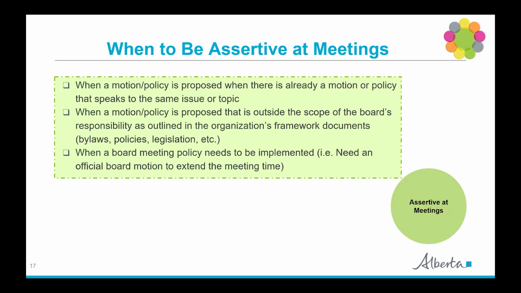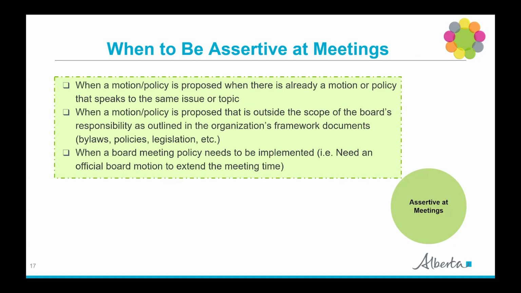Board responsibilities are outlined in the external documents of the organization, such as the Societies Act, and in their internal documents, such as bylaws, policies, and procedures. So if the board is making a motion or policy on something that is not within the scope of its responsibilities based on these documents, the board secretary should mention this to the board. These first 2 points are great examples of how the board secretary's knowledge of the board's past decisions can save the board a lot of time. It also ensures that the board is not contradicting existing decisions, which could cause problems for the board and the entire organization.